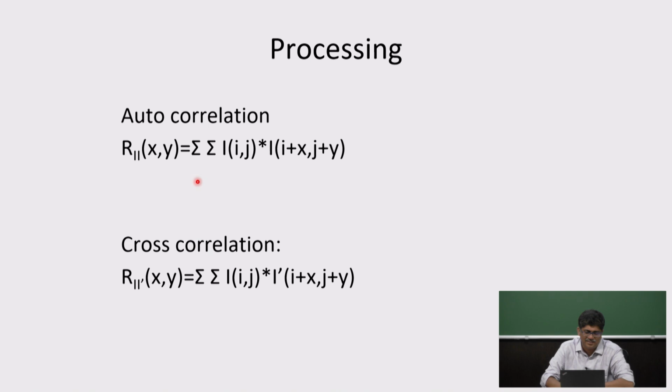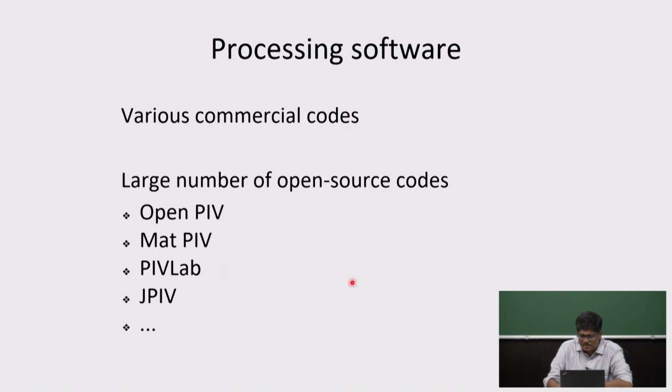Autocorrelation is nothing but, I is the image. In each image, they multiply the intensities at a given point with the intensities at a different location in the same image. So both are I, the same image they are comparing. Here it is a different image, I and I star. So these are the things.